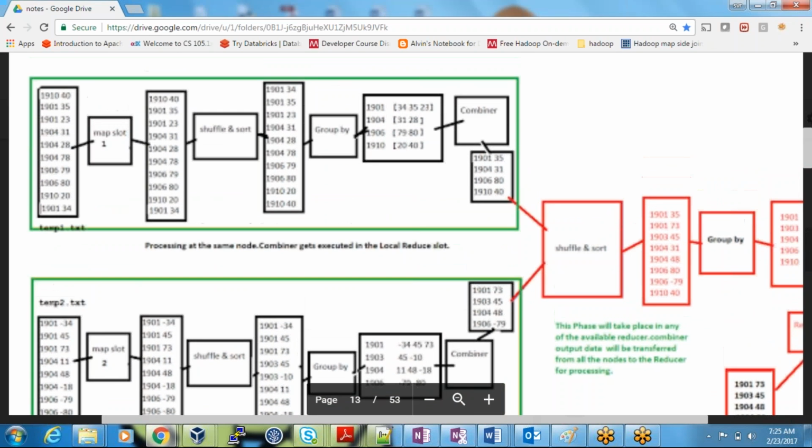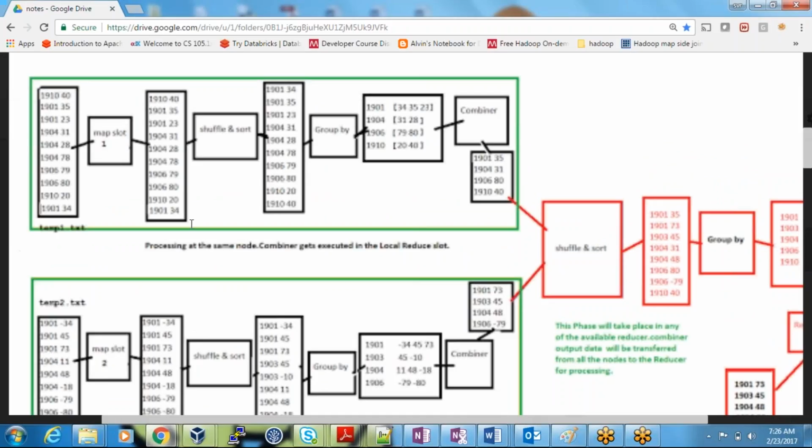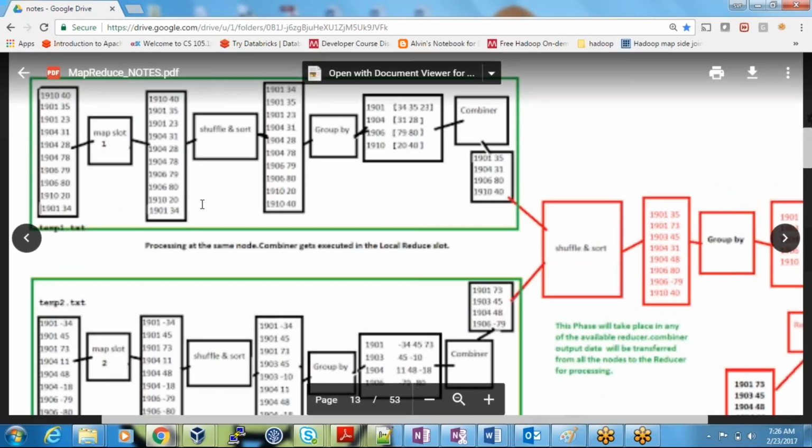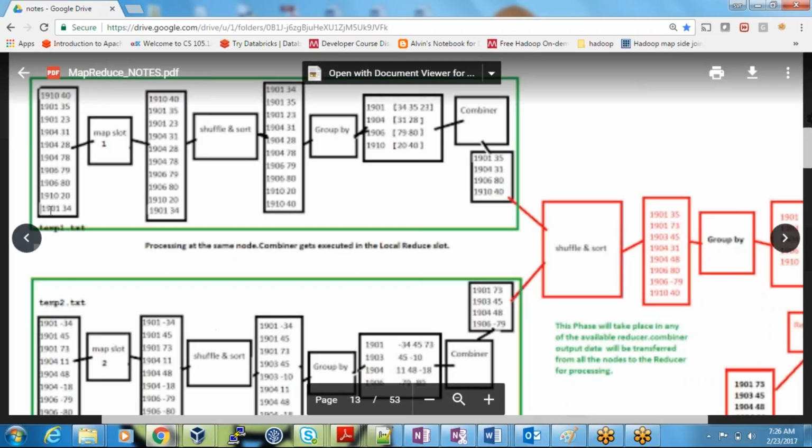Okay, here if you see what's happening, this is data node 1, and this is data node 2. It may be possible that a single data node can launch one mapper or multiple mappers. We need to understand that. So let's assume that as of now only one mapper is launched. One mapper is launched, these many values came, and it goes through shuffle, sort and group.